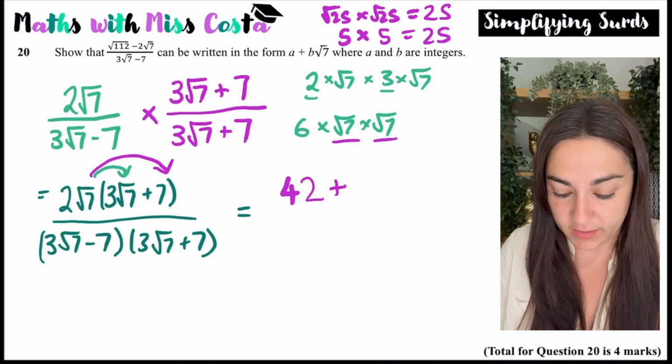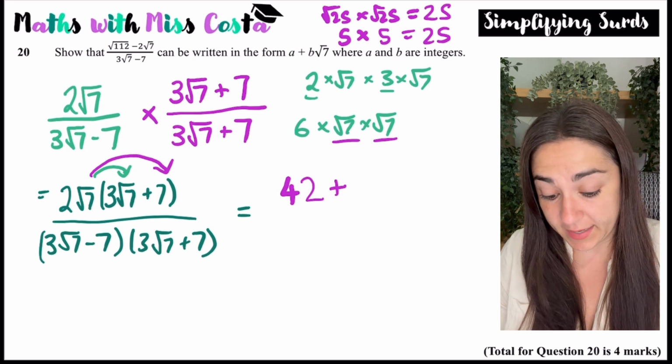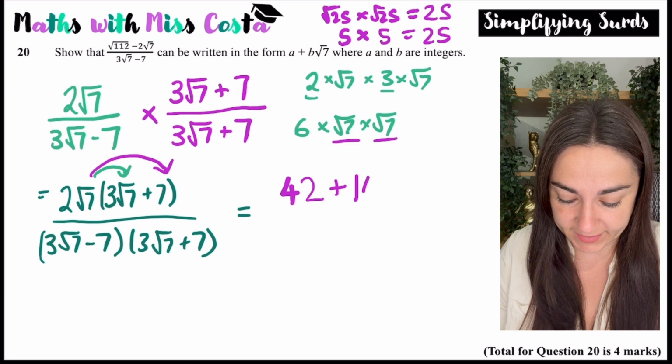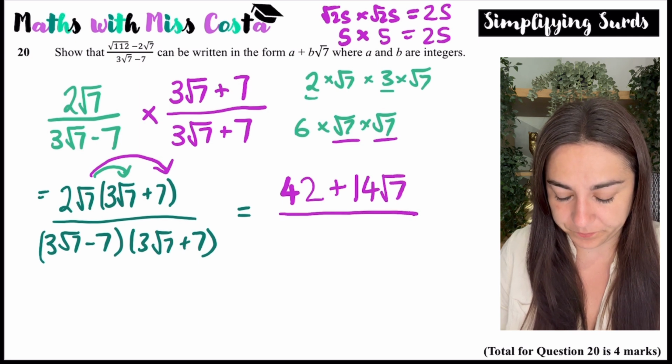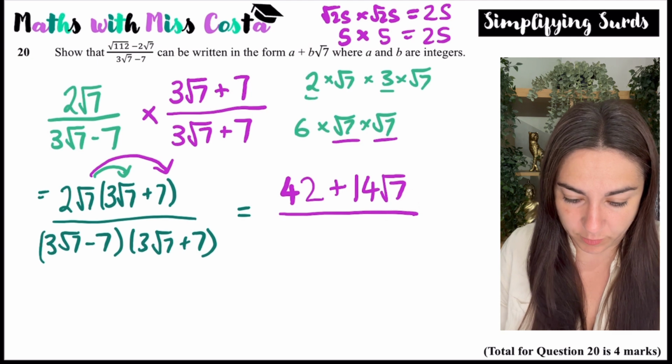Multiplied by 7. So again, treat it like algebra. 2a times by 7 would become 14a. So that would become 14 root 7. And then we expand the double brackets.